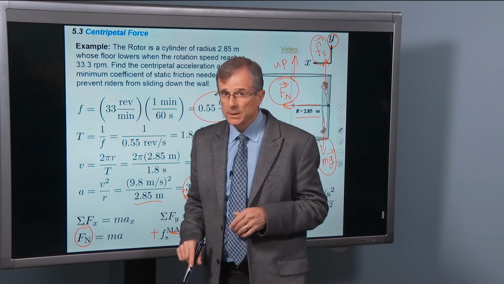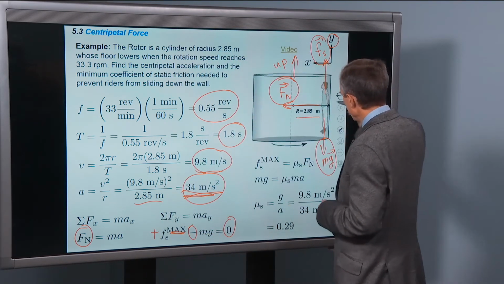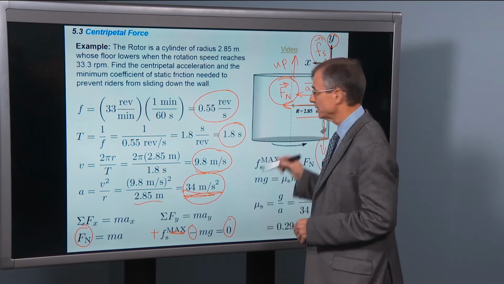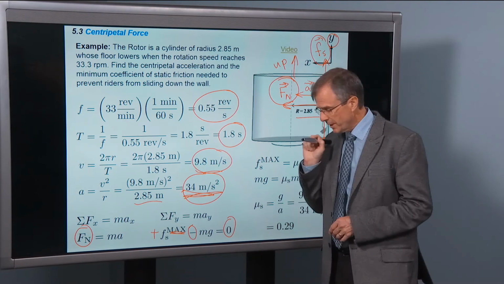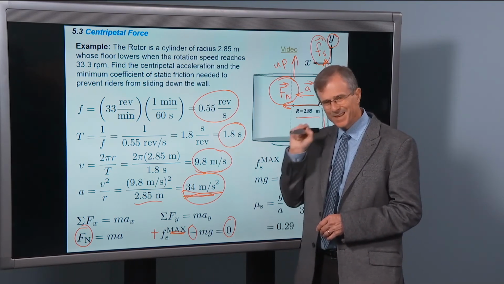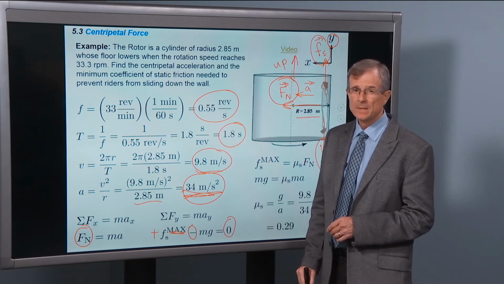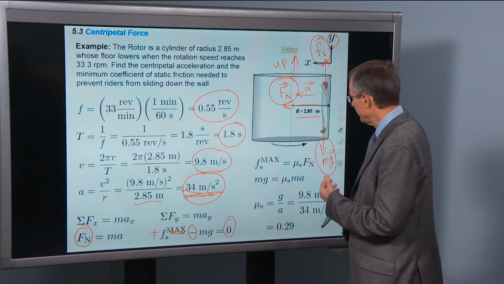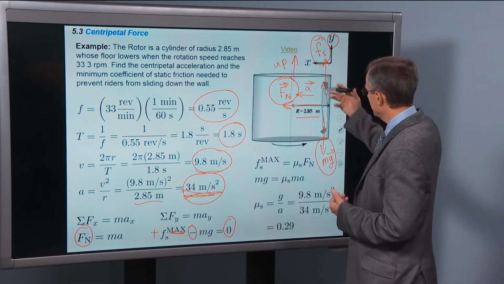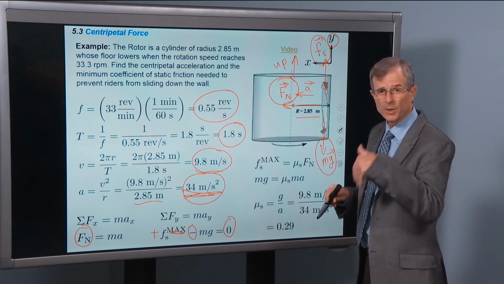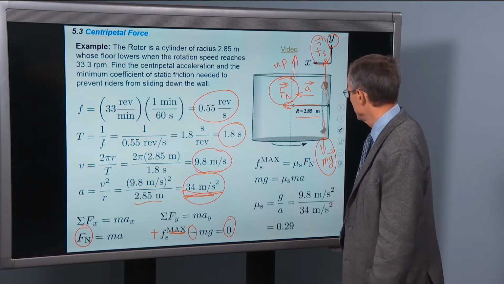And the answer is that all of the acceleration is toward the center of the circle. It's uniform circular motion. So the only direction that the acceleration can point in is x, toward the center of the circle. There can't be any in the y direction. Another way to think about it is that this static friction force exactly balances out the gravity, and you hope it does, otherwise you're going to slide down the wall.